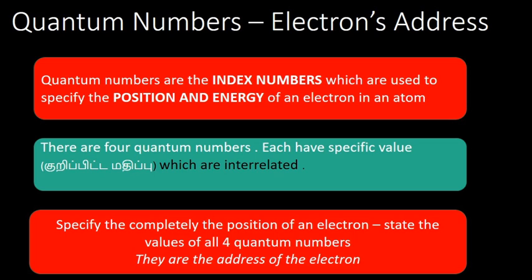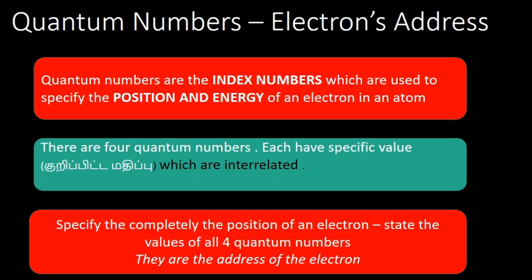Like that it is designated. In the same way, to find where electrons are, we can have certain numbers, and these numbers we call quantum numbers. So quantum numbers are the index numbers which are used to specify the position and energy of an electron in an atom.